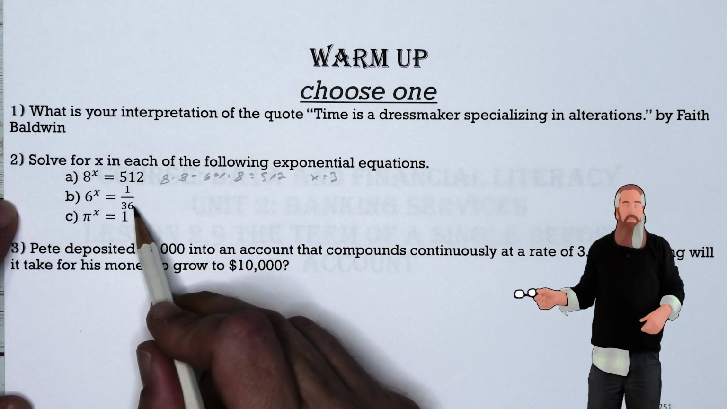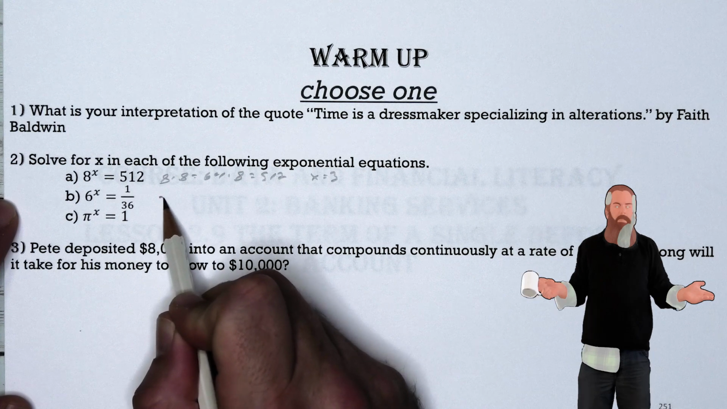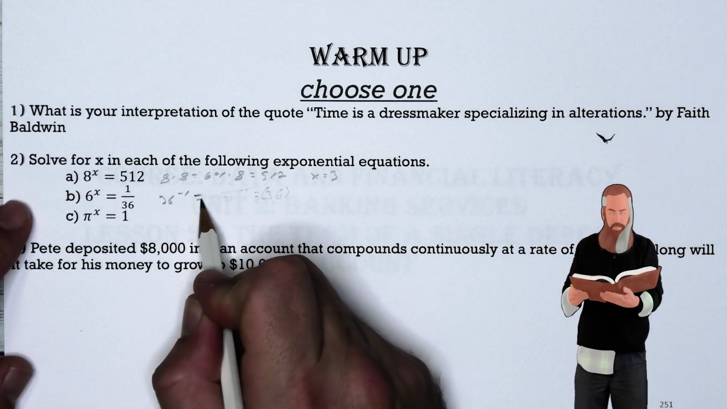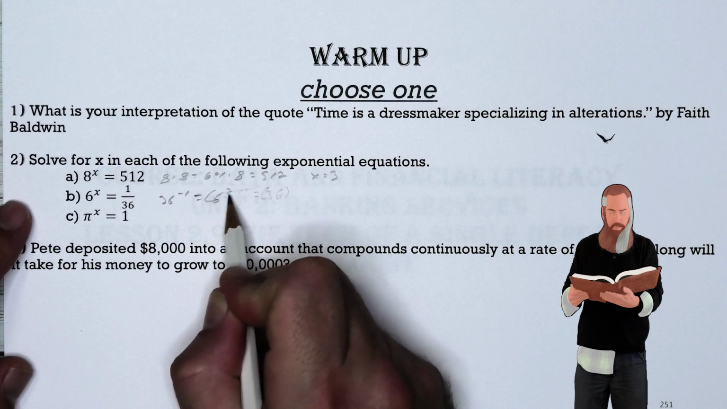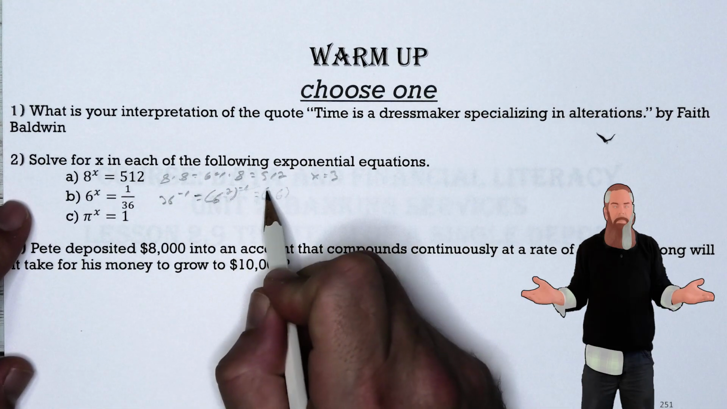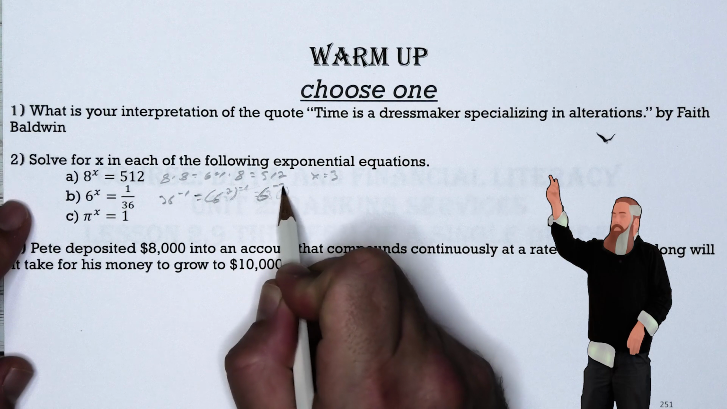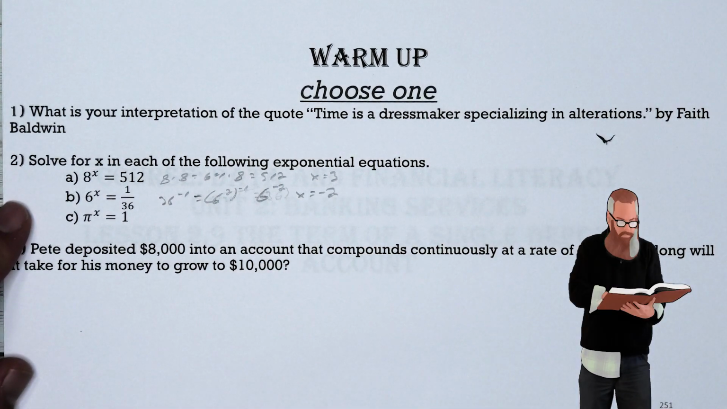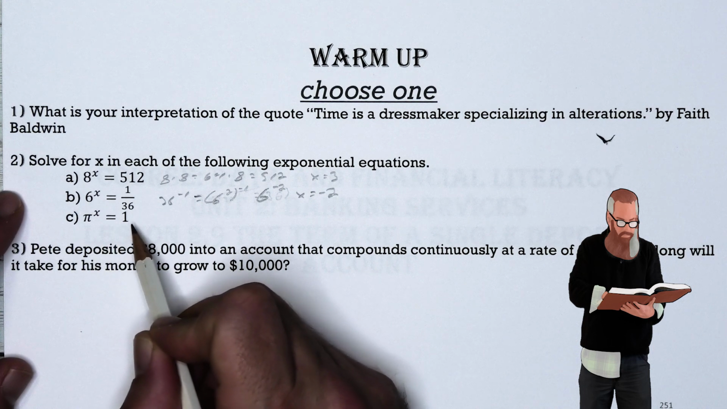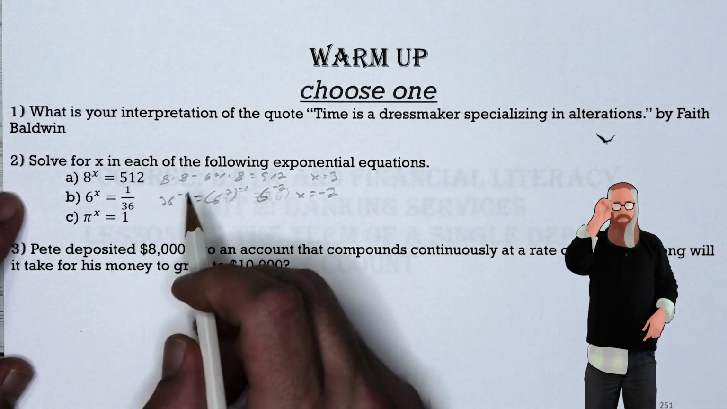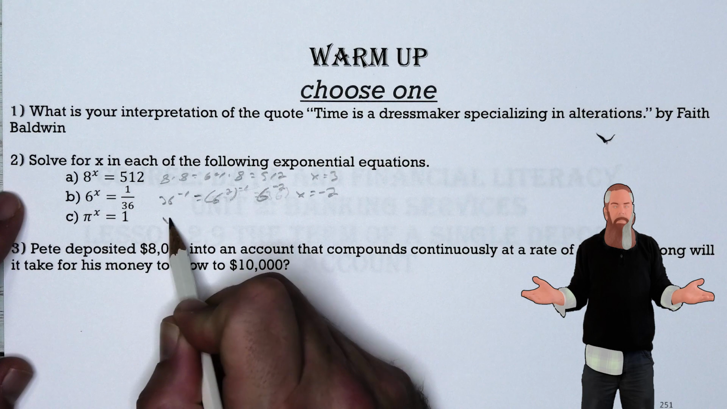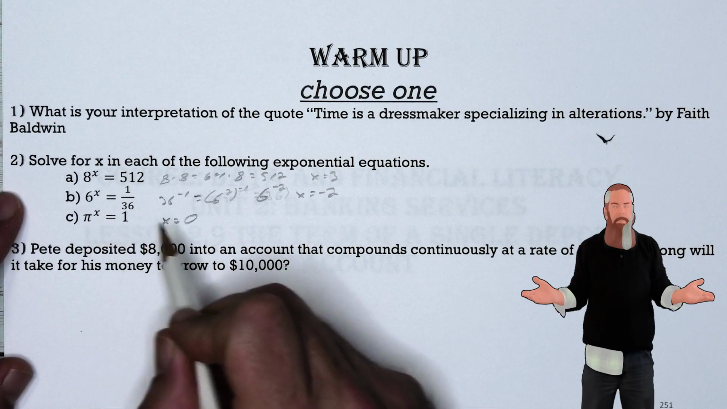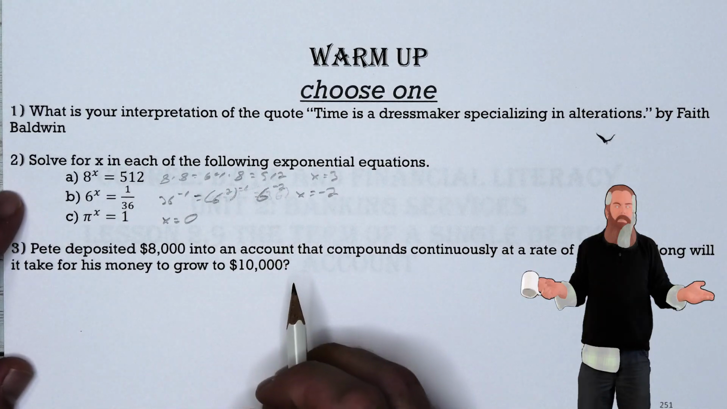If we look at 1 over 36, that would be 36 to the negative 1 power. Now, 36 is the same thing as 6 squared, meaning we have 6 to the negative 2 power, so we can see that x is negative 2. Pi to the x power being equal to 1, we know that anything raised to a 0 power is equal to 1 as long as that thing on the base is not 0, so x is equal to 0.